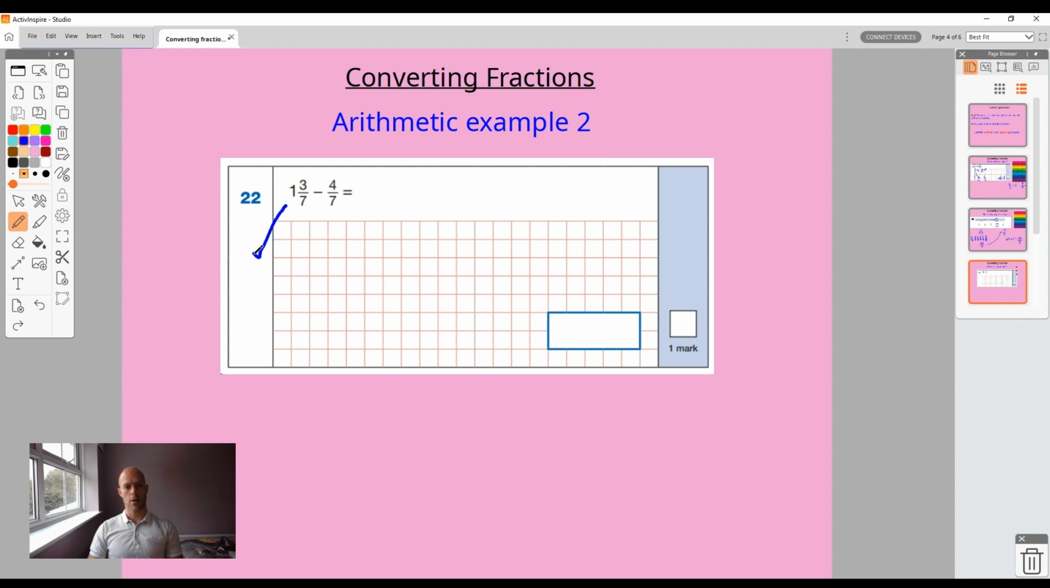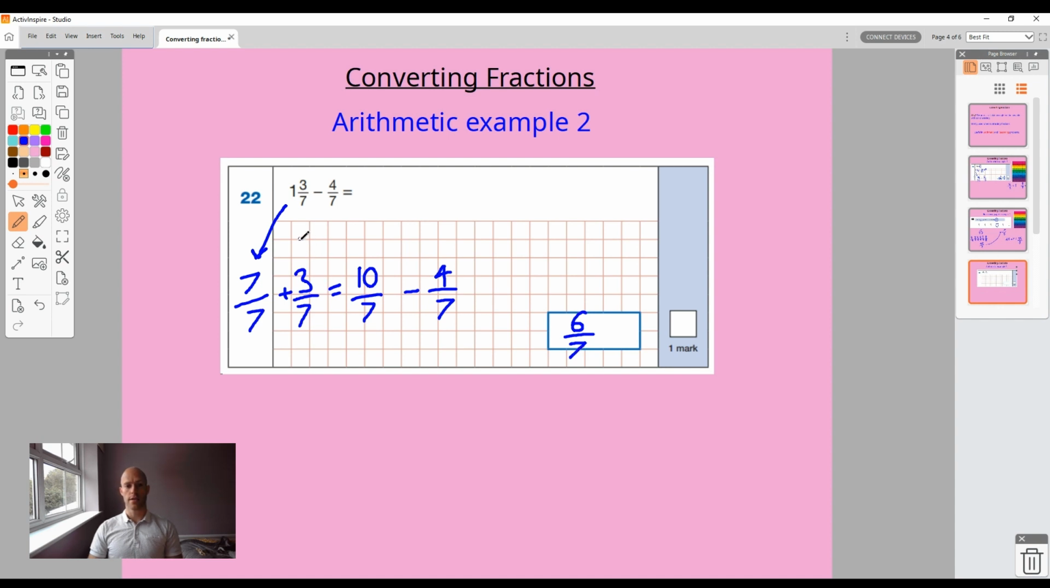So we're going to break that whole one into sevenths. 1 is 7 sevenths. We're going to add the 3 sevenths that were there, and that gives us 10 sevenths on this left-hand side. Take away 4 sevenths, and we have 6 sevenths. Nice and straightforward.